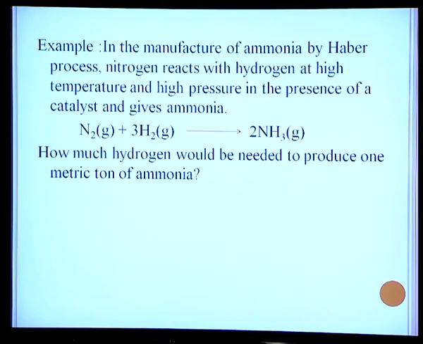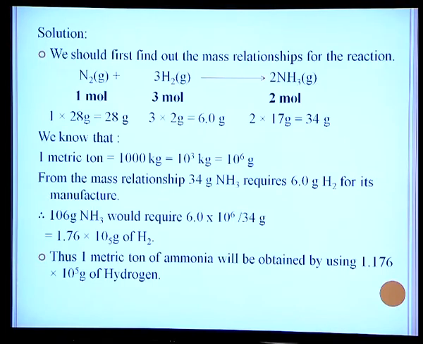Example: in the manufacture of ammonia by the Haber process, nitrogen reacts with hydrogen at high temperature and high pressure in the presence of a catalyst and gives ammonia. N2 gas plus 3 H2 gas to give 2 NH3 gas. How much hydrogen would be needed to produce 1 metric ton of ammonia? We should first find the relationship for the reaction, that is 1 mole of nitrogen, 3 moles of hydrogen to give 2 moles of ammonia.